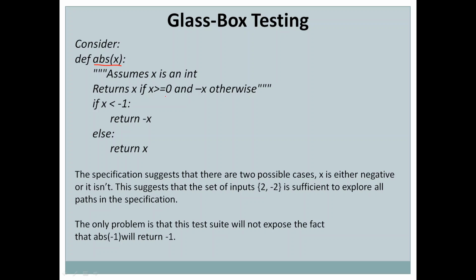If x is greater than or equal to 0, this function will return x itself. Otherwise, if x is not greater than or equal to 0, it will return minus x, that is negative x. And the code in this function is, you can see, if x is less than minus 1, return minus x, else return x itself. If it is greater than that, it will return x itself.